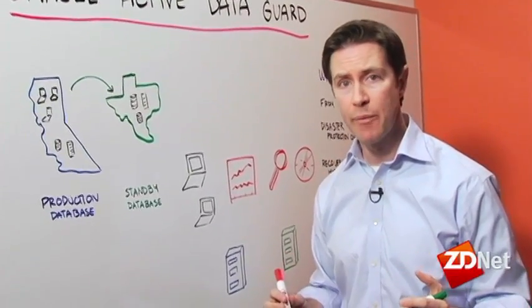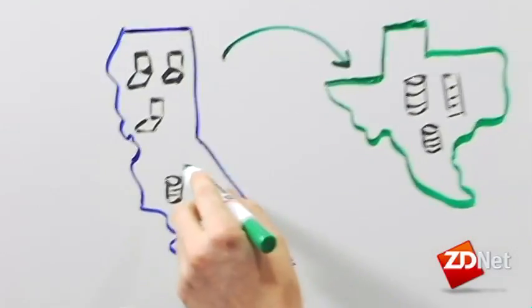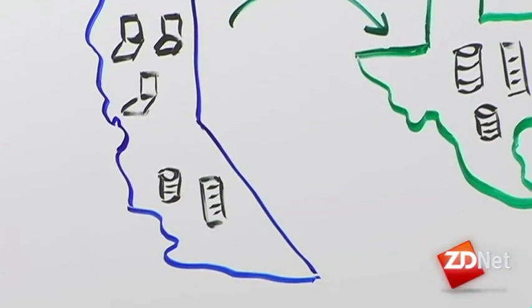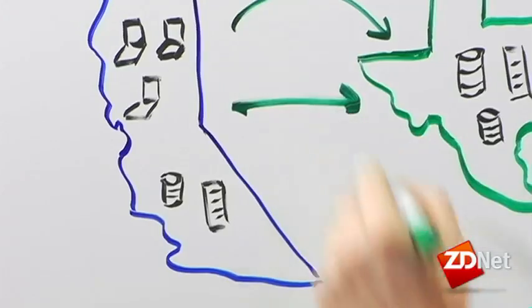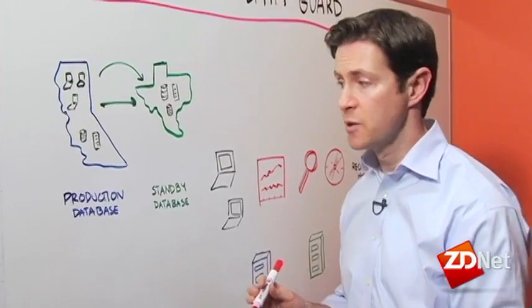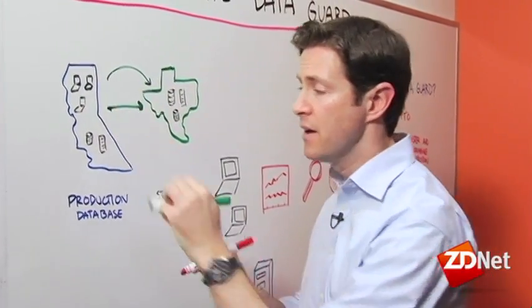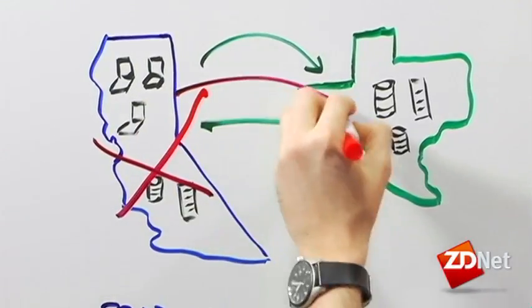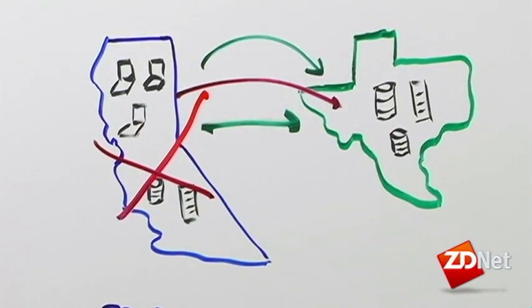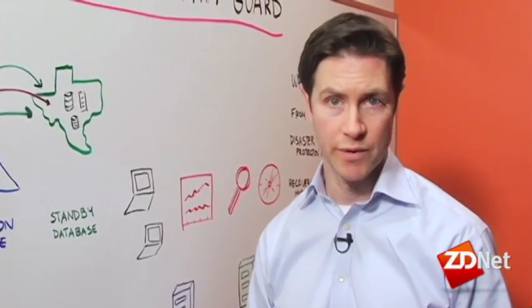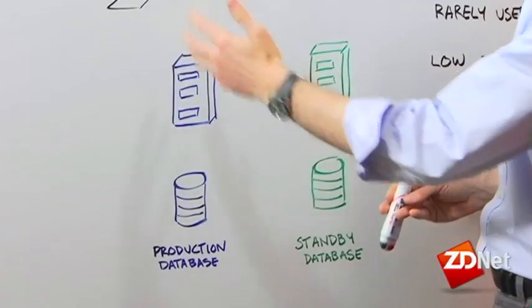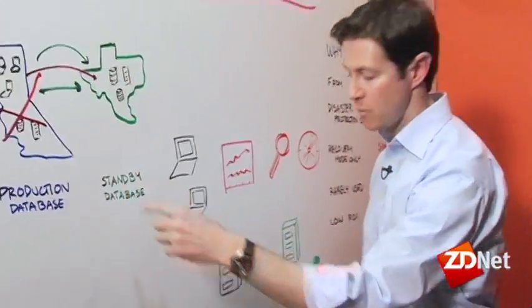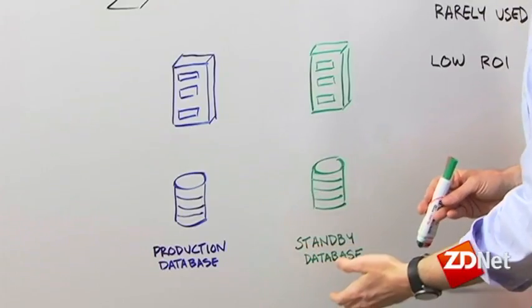Now, with this type of operation, changes made to your primary or production database are replicated at your standby site. And so should your production database fail, users are automatically reconnected to the standby database. We've been doing this for years with Oracle Data Guard. What we're seeing here is basically an enlargement of what we've already seen. We have a production database and we have our standby database.